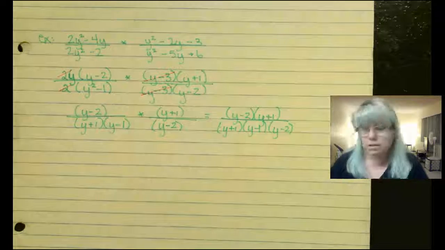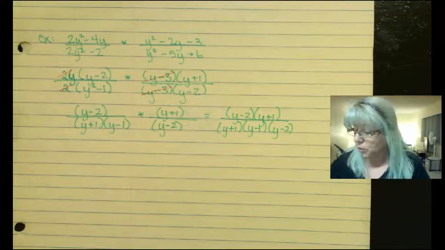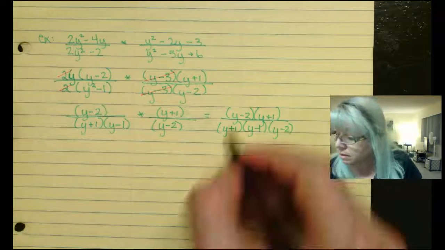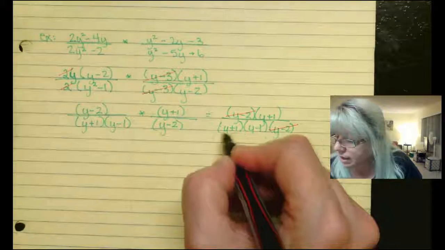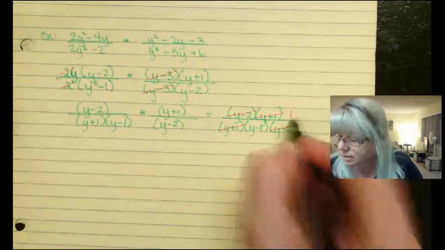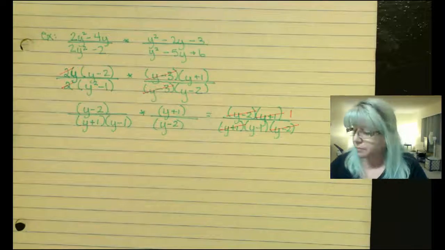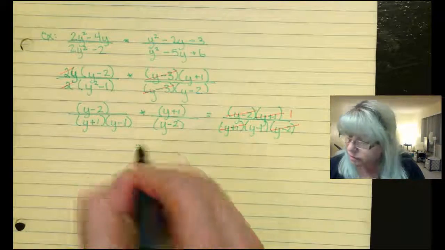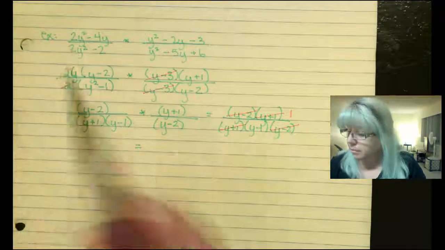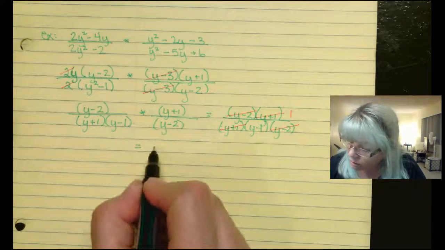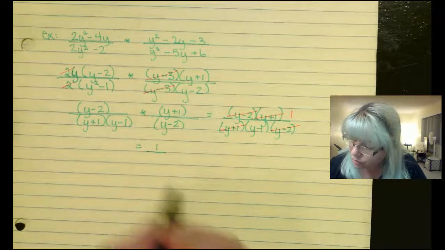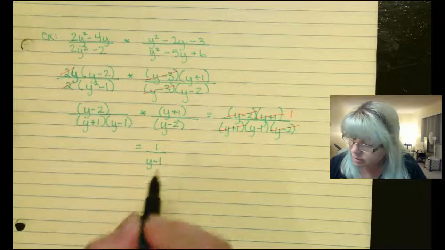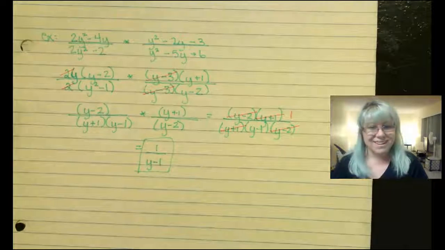All right. We can reduce again, as it turns out. Y minus 2 and y plus 1. There is a 1 still up there in the numerator. So the whole entire problem ends up reducing all the way down to 1 over y minus 1. Okay, that's kind of cool.